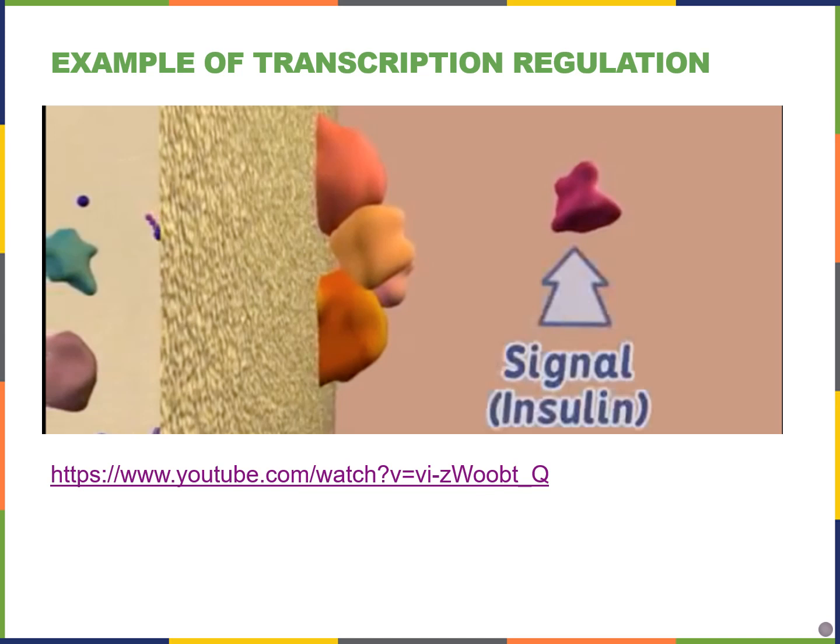This one's a nice one because it shows both the basal or general transcription factors that bind to the promoter region, but also it shows the specific transcription factors that are going to bind to areas far upstream of the promoter region. And it shows us how the DNA is going to be bent over in order for these two types of transcription factors to interact.